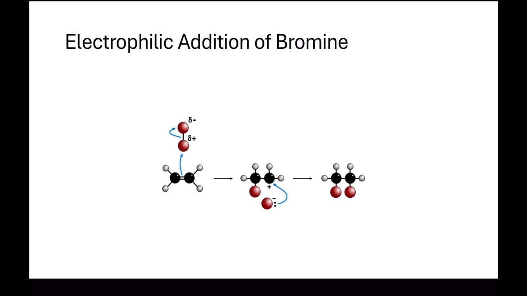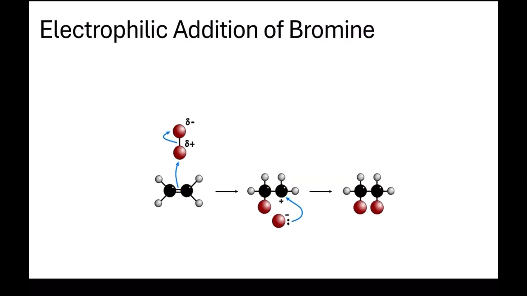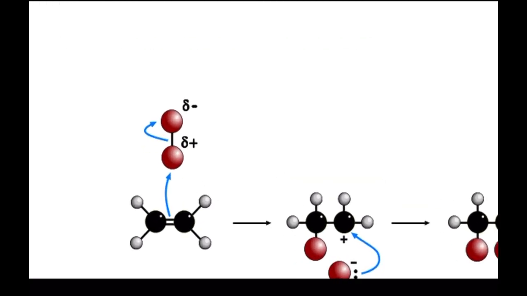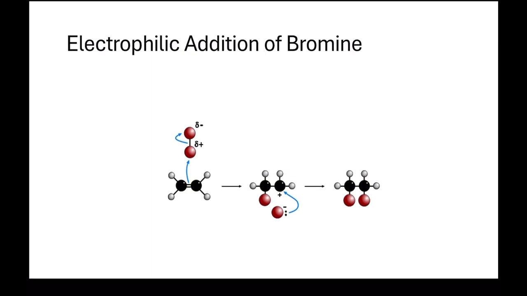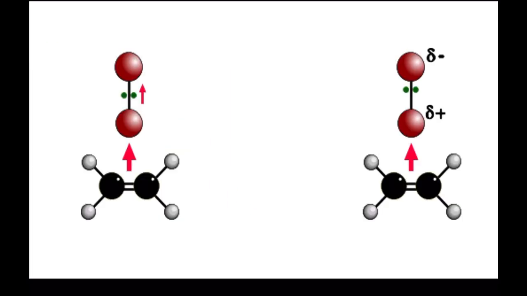Then next we have the electrophilic addition of bromine. This does not require a catalyst or UV light. It happens at room temperature. So what happens is you have bromine. When it approaches the double bond, right, you have this sort of electron transfer going on. So a lot of times students would ask, why does this happen, right? Because bromine is nonpolar, isn't it? So why does this happen? So let's look at that first.